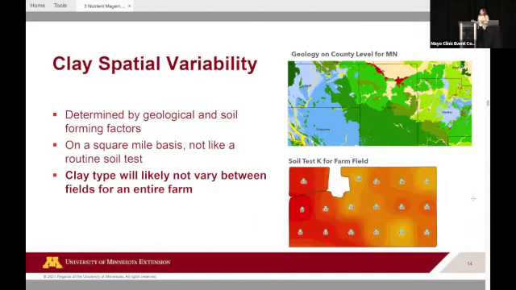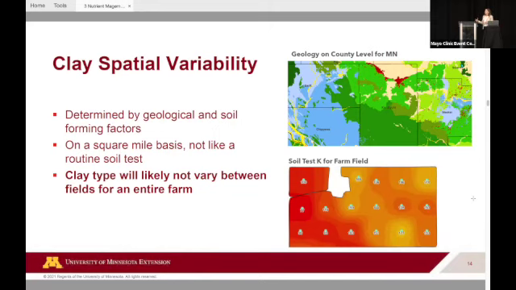Something to point out is that clay spatial variability is not at all like your routine soil test. Clays and clay mineral abundance is going to vary more on a square mile basis or on a county level basis. Here I have a picture of the geology on a county level for Minnesota. So this is more like what we would expect a clay map to look like. It's going to be much lower resolution.